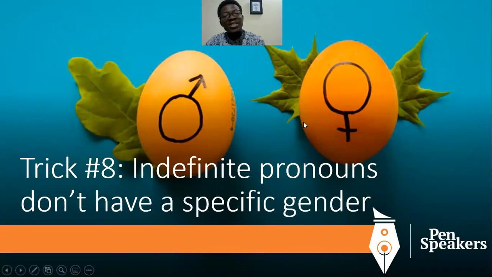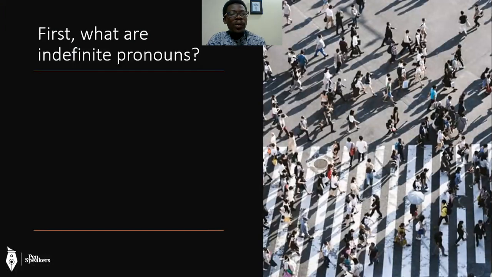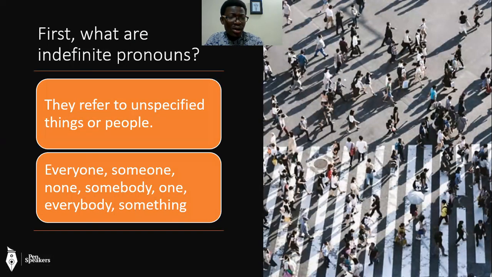Indefinite pronouns don't have a specific gender. Now this time we're not picking subject or object pronouns. Just pay attention. Indefinite pronouns don't have a specific gender. All right, so you need to take note about that. Now, what are indefinite pronouns? If you don't know it, let me just list it for you. We have everyone, someone, none, somebody, one, everybody, something. There are more. All of these pronouns simply don't specify things or people. That's why we call them indefinite, meaning not definite.